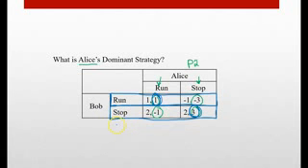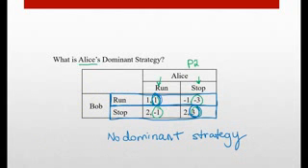So since Alice doesn't have one strategy that's always going to work, we would say Alice does not have a dominant strategy. So no dominant strategy. So that's what we're going to go with here. So let's finish that up. Strategy.